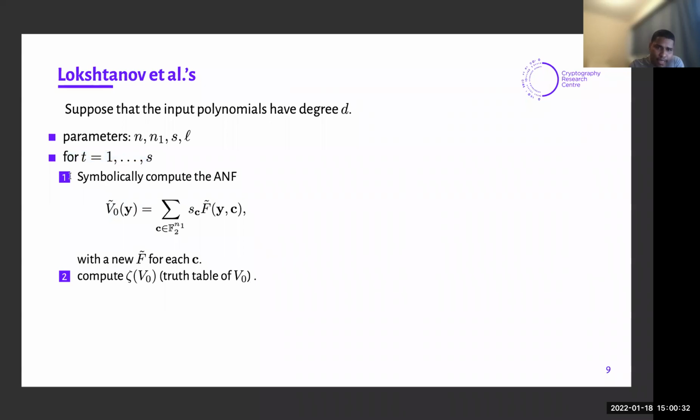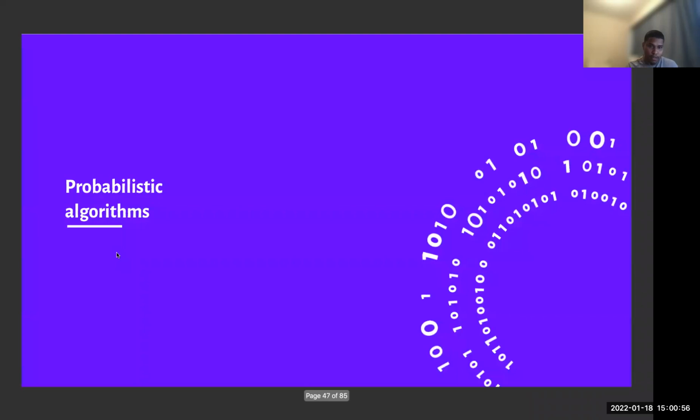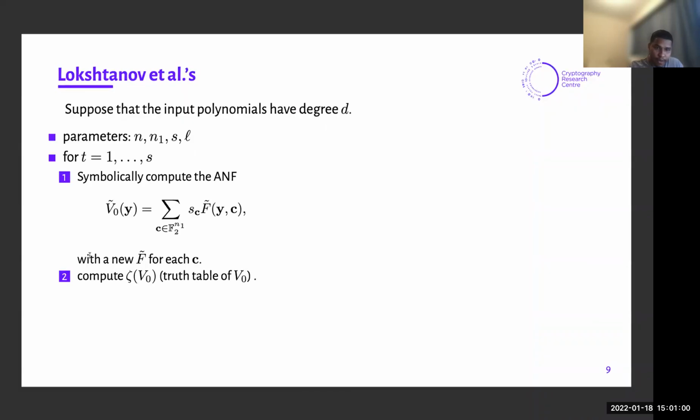In the first step, I'm gonna compute this polynomial here symbolically, so that at the end of the day, what I compute are all the coefficients of this polynomial V. A technical detail here: for each value of C, we choose a different F tilde, a different approximation. Then we compute all the coefficients of the polynomial symbolically, and we use the theta transform to go from the algebraic normal form to the truth table.